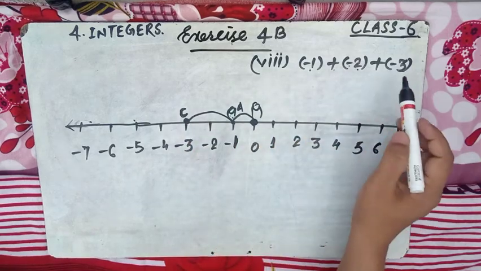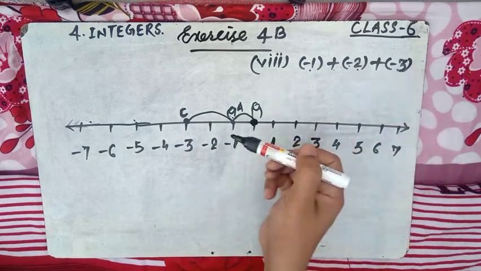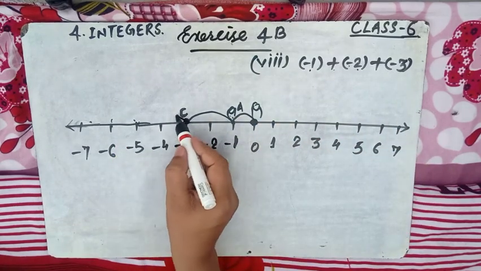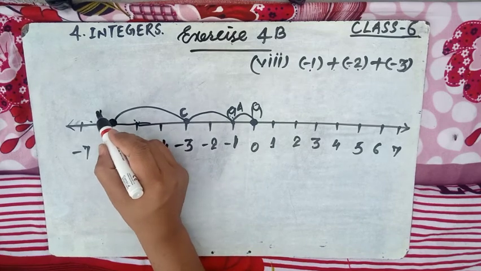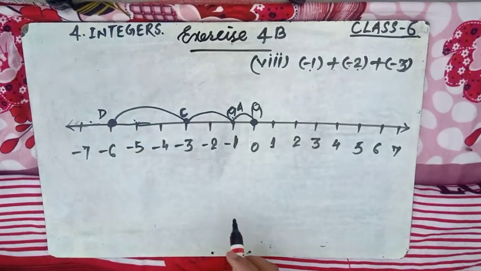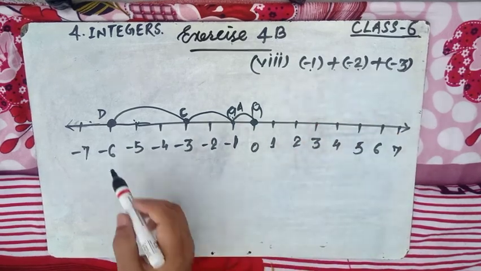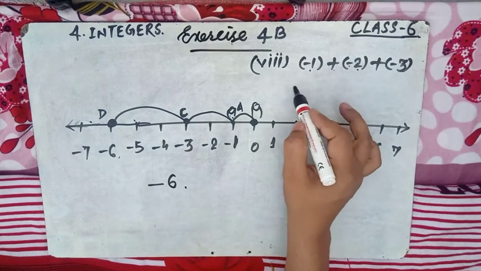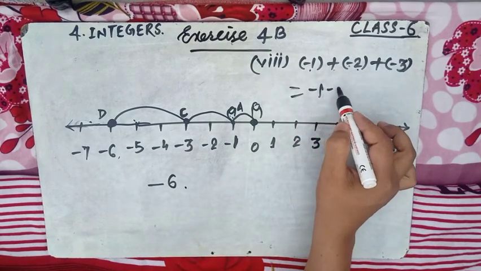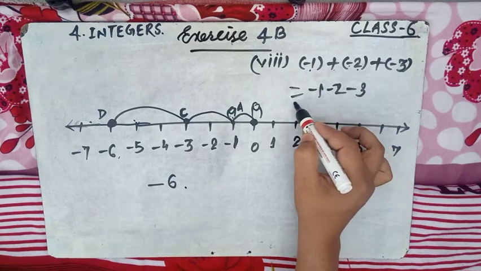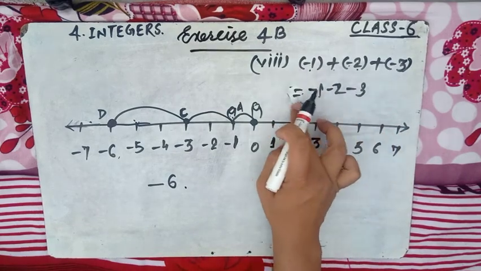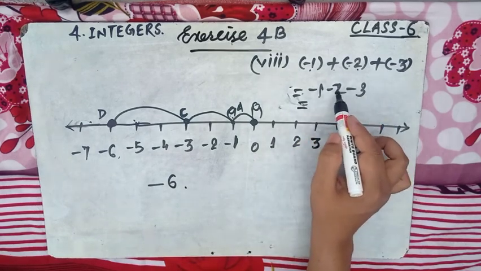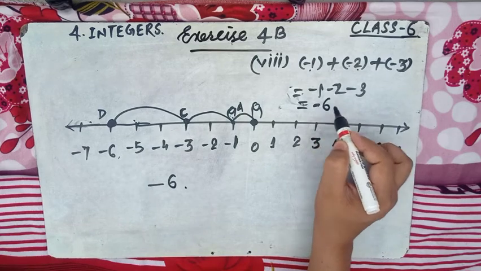Afterwards we will move 3 steps in the same direction. Here is the minus sign, so 1, 2 and 3. This point will indicate the exact value of the expression. So here is -6. -6 is your answer. Or we can say directly: -1 plus -2 plus -3, all numbers are minus, so we add all the values, 3 plus 2 plus 1 is 6, and put the negative sign. This is your answer.